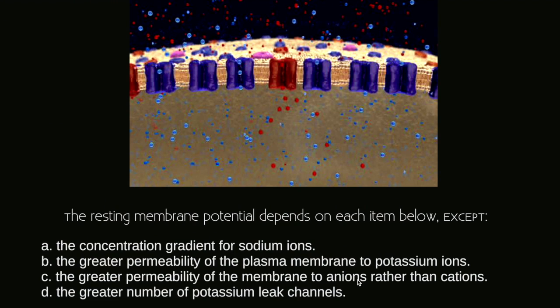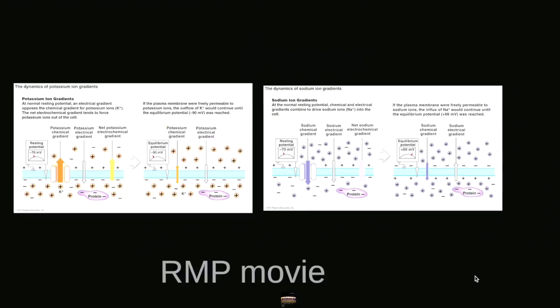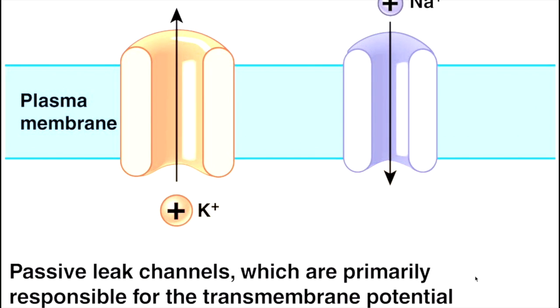The resting membrane potential depends on each item below. Concentration gradient for sodium ions: yes. The greater permeability of the plasma membrane to potassium ions: yes. And the greater number of potassium leak channels: yes. The greater permeability of the membrane to anions rather than cations is not correct. So C is the correct answer to that one.